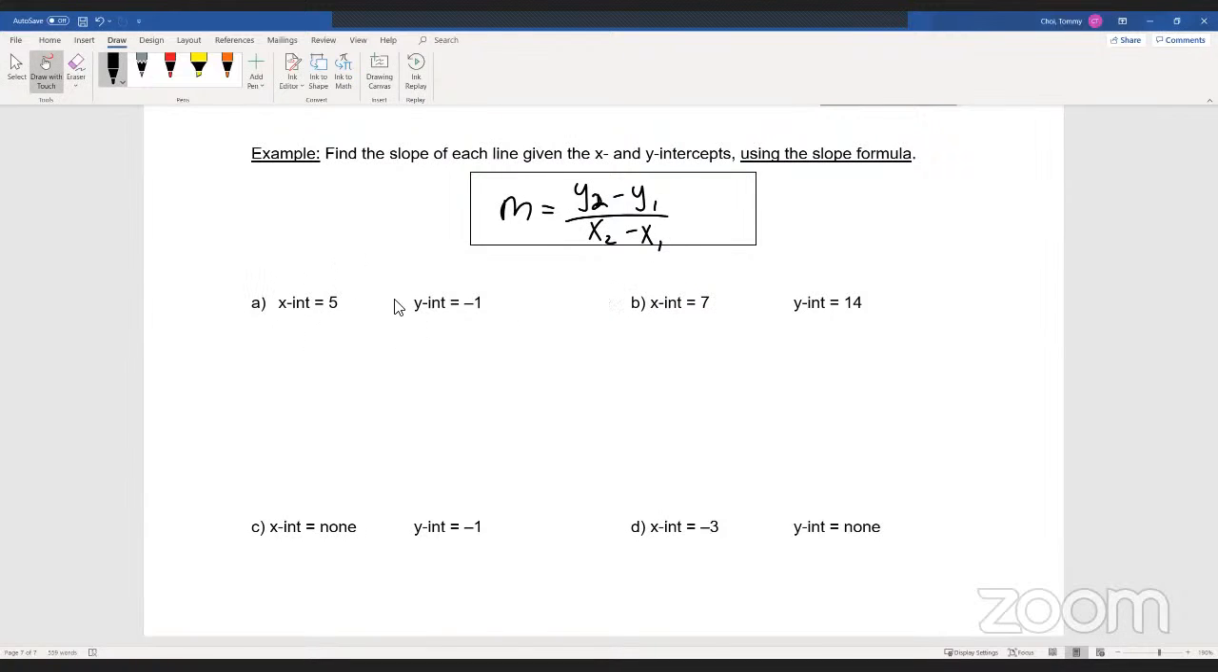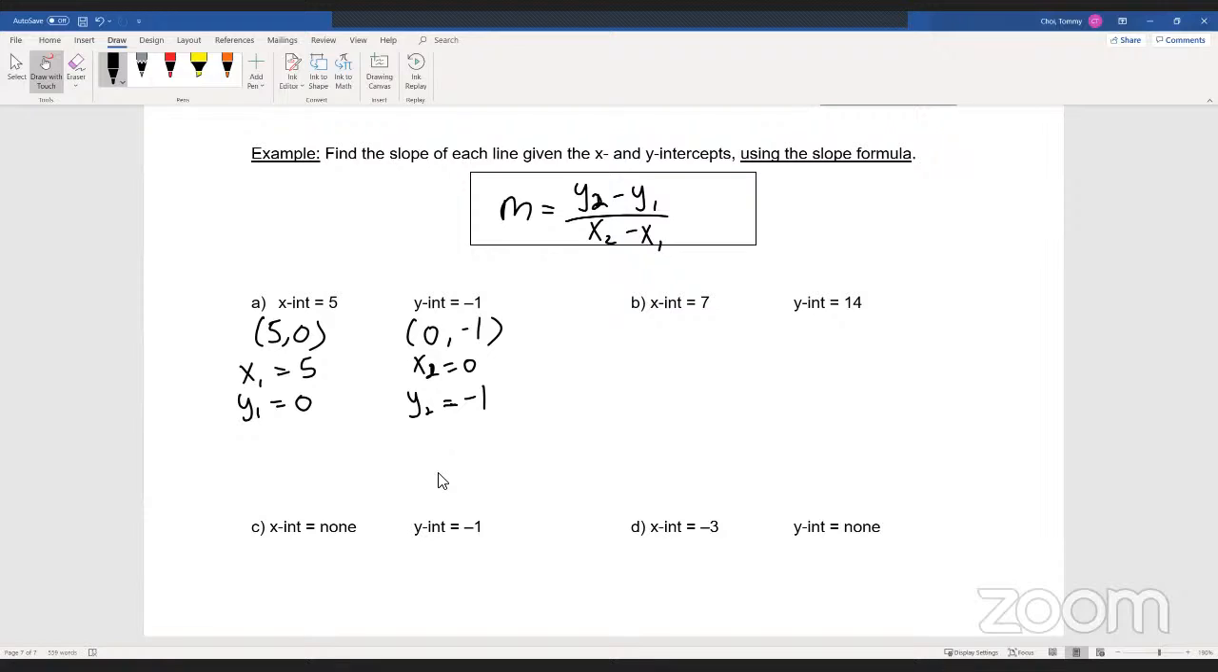If it tells us that these are the 2 x and y intercepts, the x-intercept, we're going to write it as a point. And the y-intercept, we're going to write it as a point like so. And we can say, oh, x1 is 5, y1 is 0, x2 is 0, and y2 is -1.